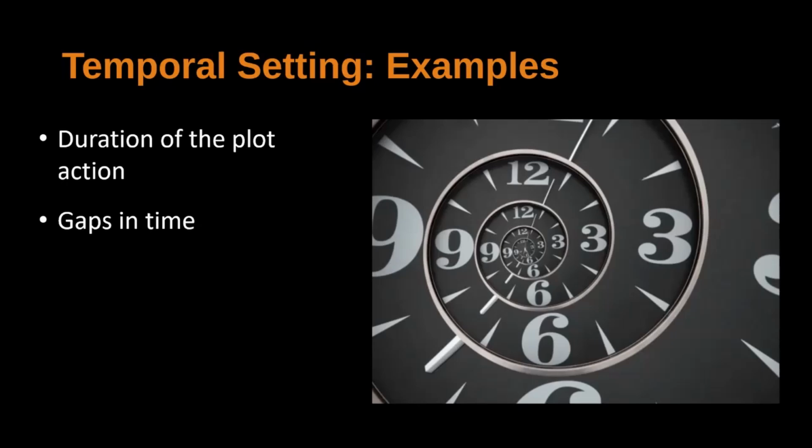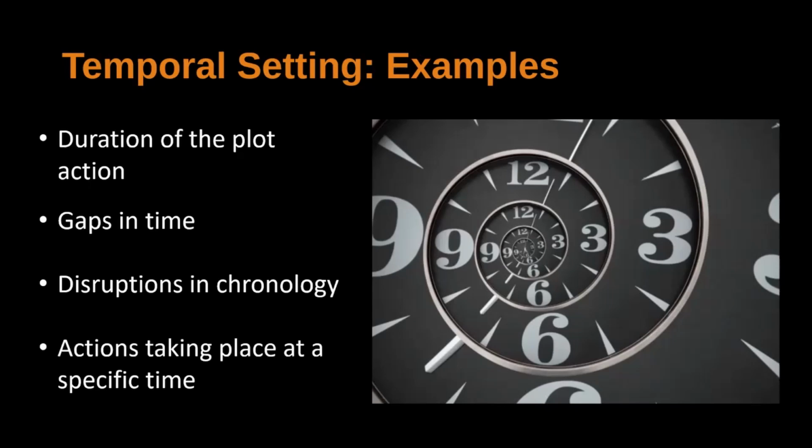those breaks might draw your attention again for analysis. Disruptions in the chronology, so something like a flash forward or flash back, which you can hear more about in the plot part of the unit. Moments where the action of the text is disrupted, the linear chronology of the text is disrupted, whether forward, back, or in some other way. And then actions taking place at a specific time, like a monster that comes out from under a bed only at nighttime. So nighttime then becomes a relevant element of the temporal setting that you can use for analysis.